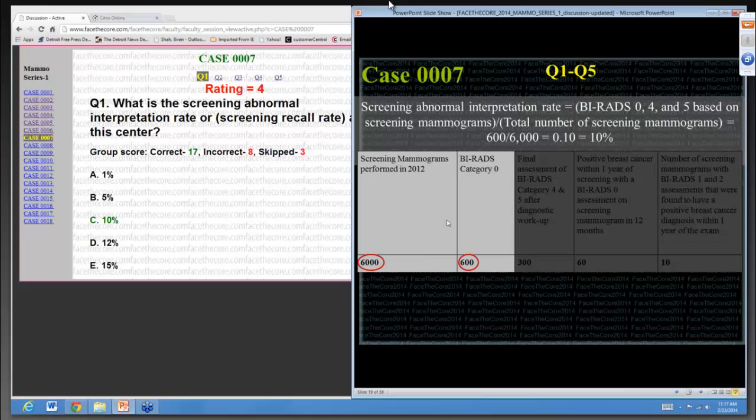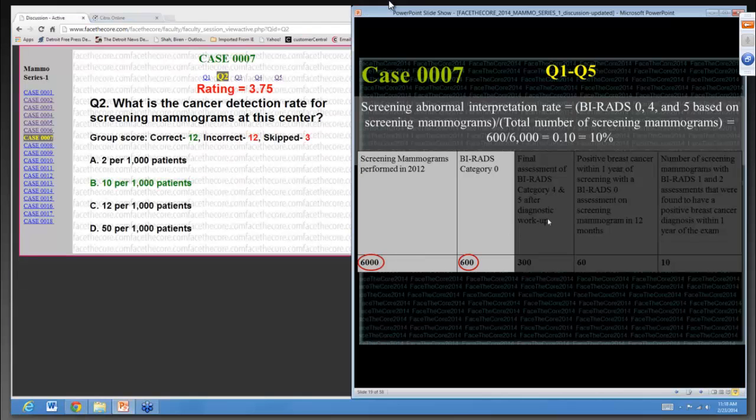So the screening abnormal interpretation rate is also known as a recall rate. And so it's the recall rate based on the BI-RADS 4th edition should be less than 10%. 10% or less. The newer BI-RADS 5th edition is 10 to 12%.